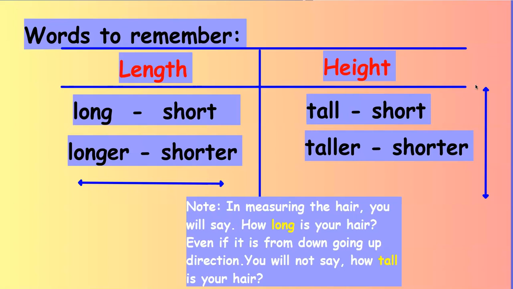Now, remember, in measuring the hair, you will say, how long is your hair? Even if it is from down going up direction when you measure your hair, you will not say, how tall is your hair. How will you say it? How long is your hair? Say it again. How long is your hair? All right, very good, amazing, boys and girls.